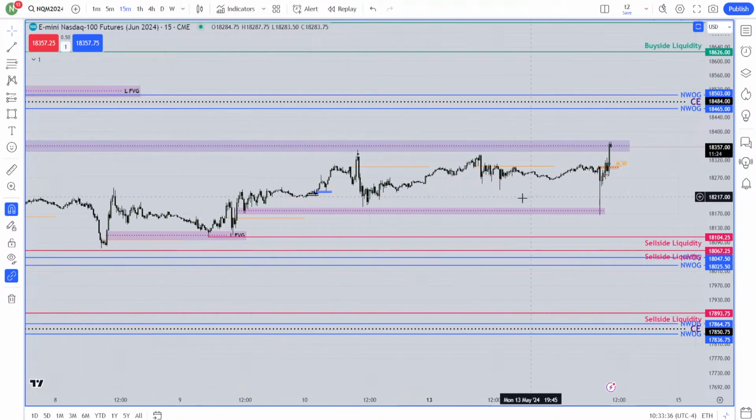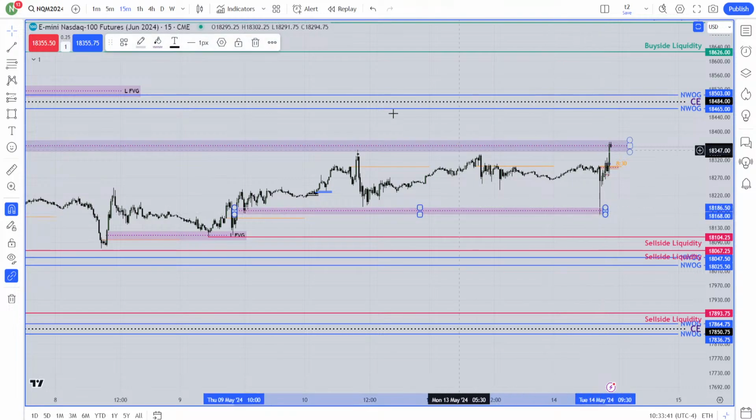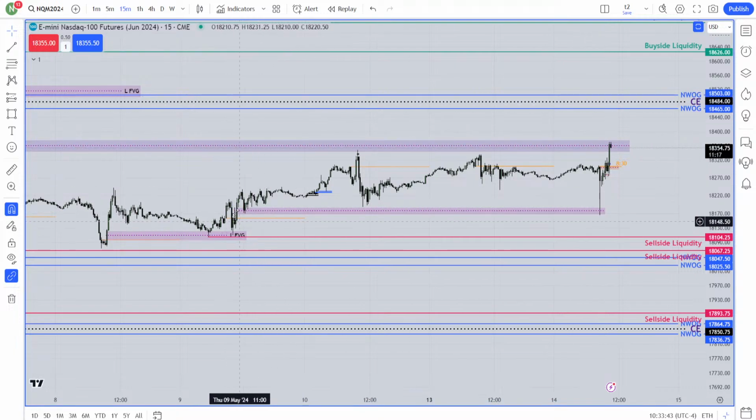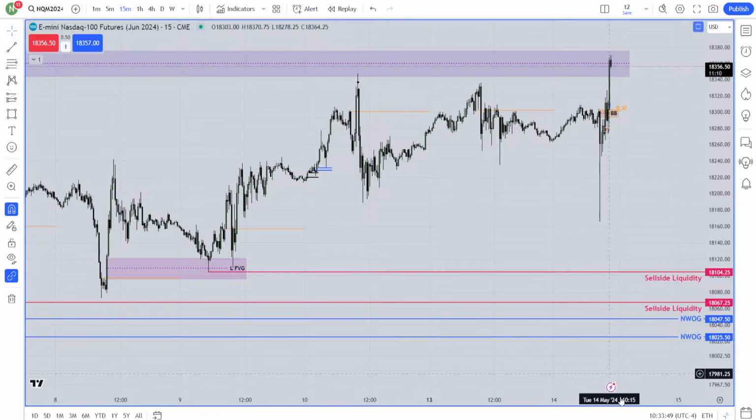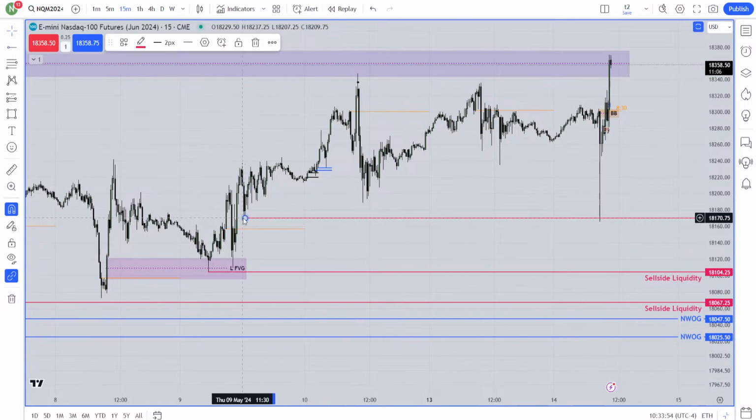What it left: this low and that low. I'm gonna remove this line. This is the 15-minute fair value gap, so I'm gonna remove it from my chart. If you wanna keep it, you can keep it, but I'm gonna remove it. So what do you see over there? I'm gonna mark this low as my sell side liquidity.